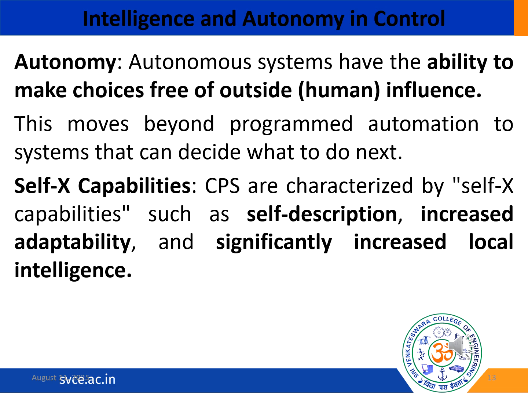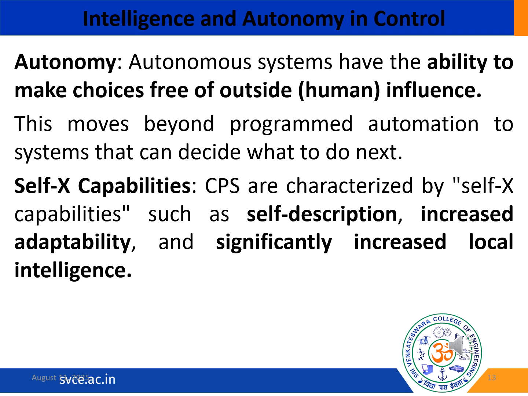And moving on to the next part, we can consider intelligence and autonomy in control. Autonomy means autonomous systems have the ability to make choices free of human influence. This moves beyond programmed automation to systems that can design what to do next. It has some designing algorithms. It is not based on human influence, right? That you have to understand. So it comes under autonomous system.